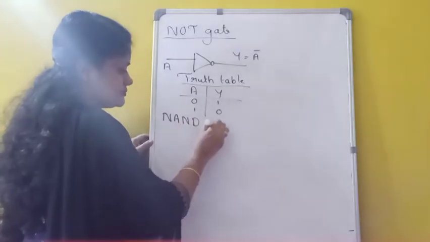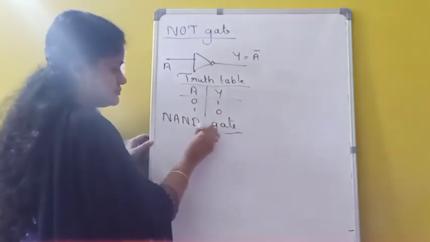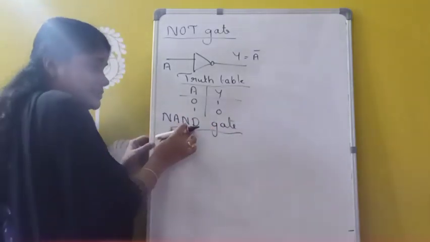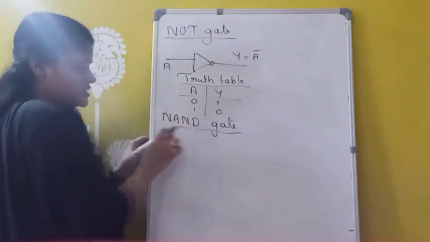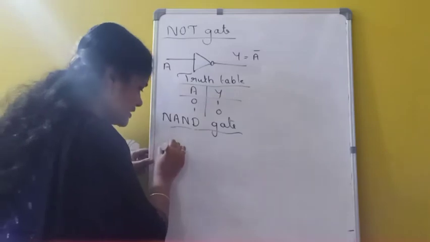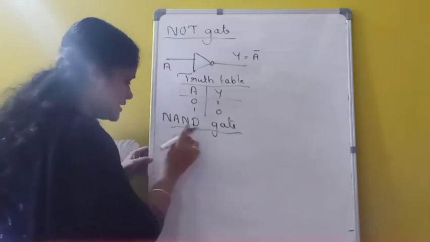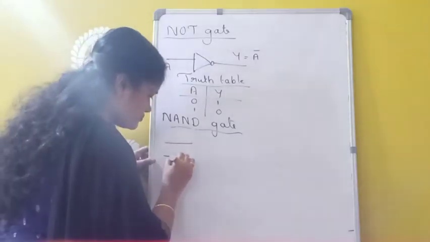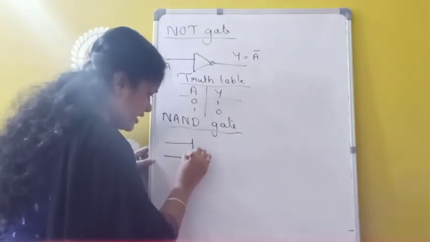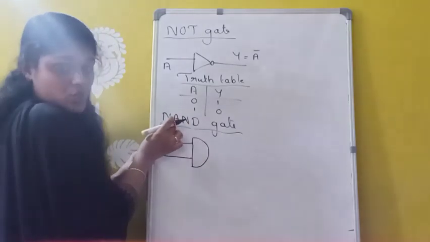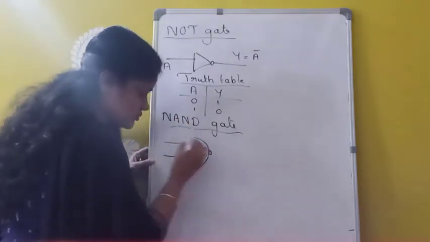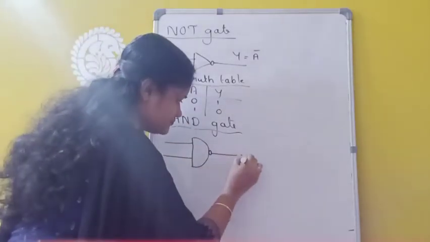NAND gate. NAND means AND plus NOT. AND plus NOT will give which one? NAND gate. So that means we have the AND gate like this. First of all, I am drawing this symbol. So this is the AND gate. This AND with NOT. So I can put a note here.